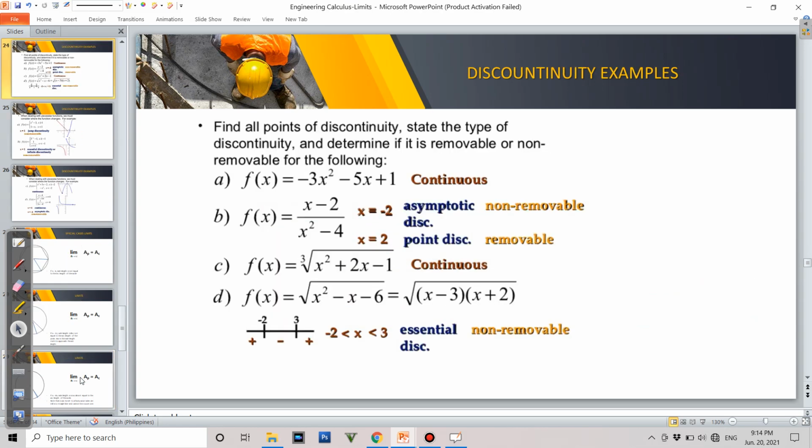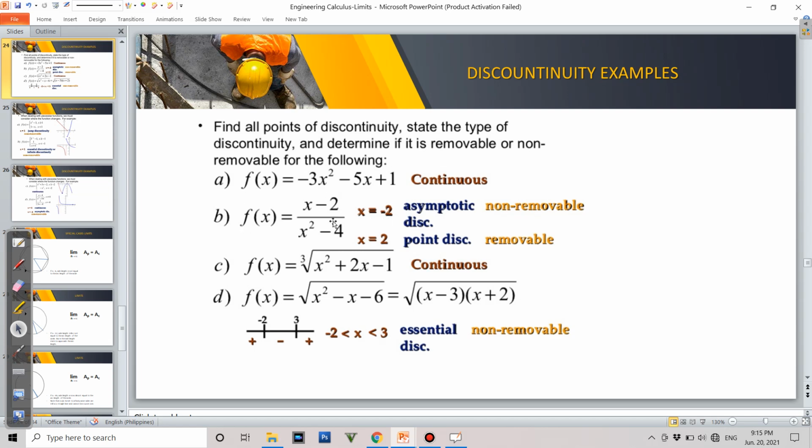So as for our examples, we have: find all points of discontinuity, state the type of discontinuity, and determine if it is removable or non-removable. So this is a polynomial. Obviously, this will be a continuous one. Okay. How about this one? x minus 2, x squared minus 4. If x is negative 2.